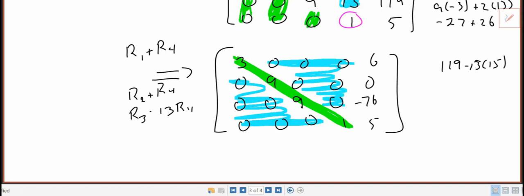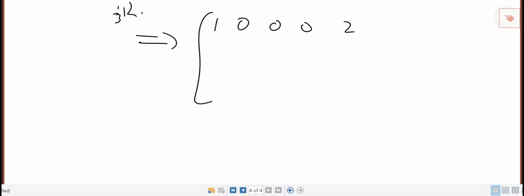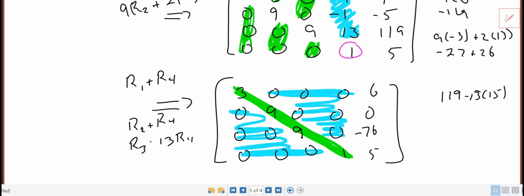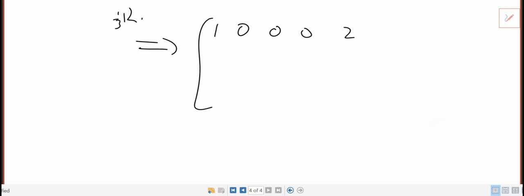If I divide the top row by 3, and I'm going to have to scroll back and forth here. Okay, I'm going to take 1/3 times row 1. That would give me 1, 0, 0, 0, 2. Divide by 9 on that second row. Okay, so 1/9 for row 2. That was 0, 1. That was all zeros.